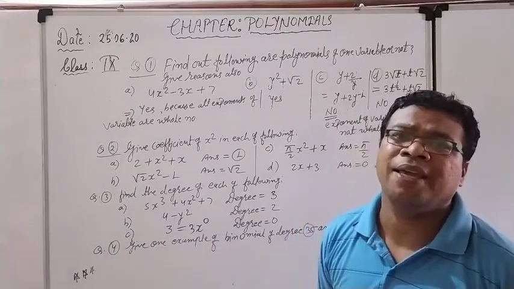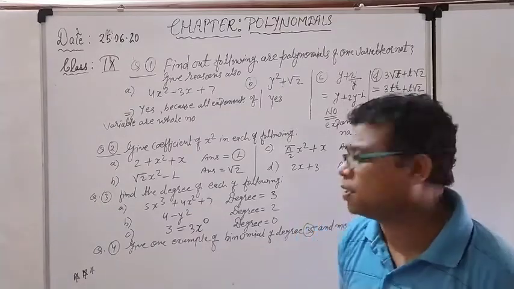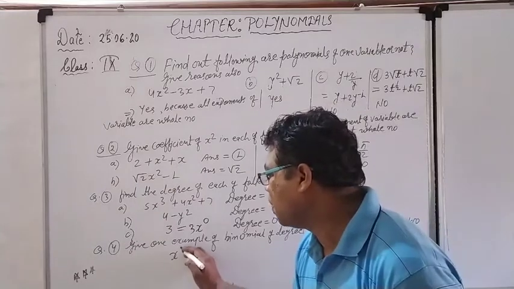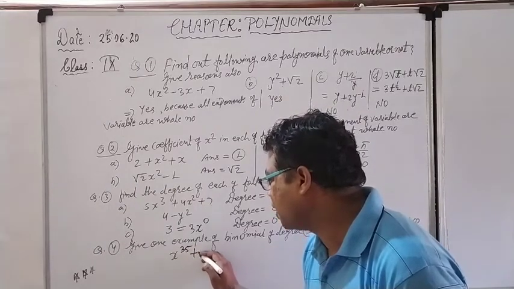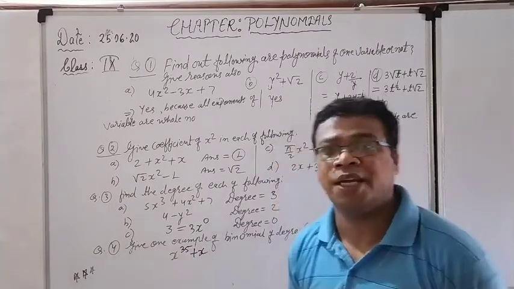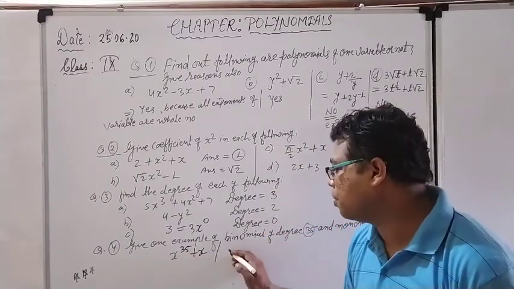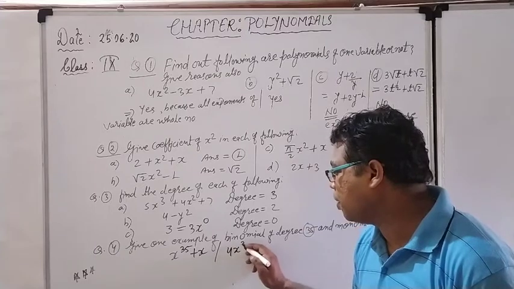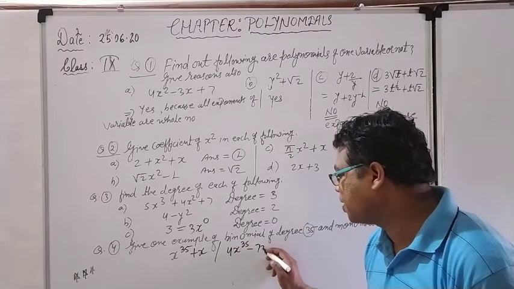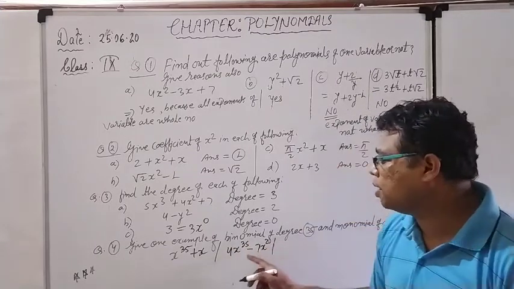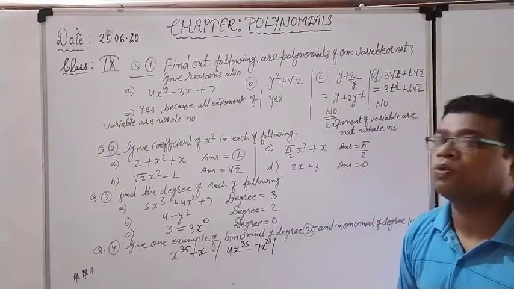So no problem, I can give many examples. Look here, x to the power 35 plus x. This is binomial or not? Yes, there are 2 terms. Maximum power 35. Again, see the next example: 4x to the power 35 minus 7x square. This is also, you can see, maximum power is 35. Again, there are 2 terms.